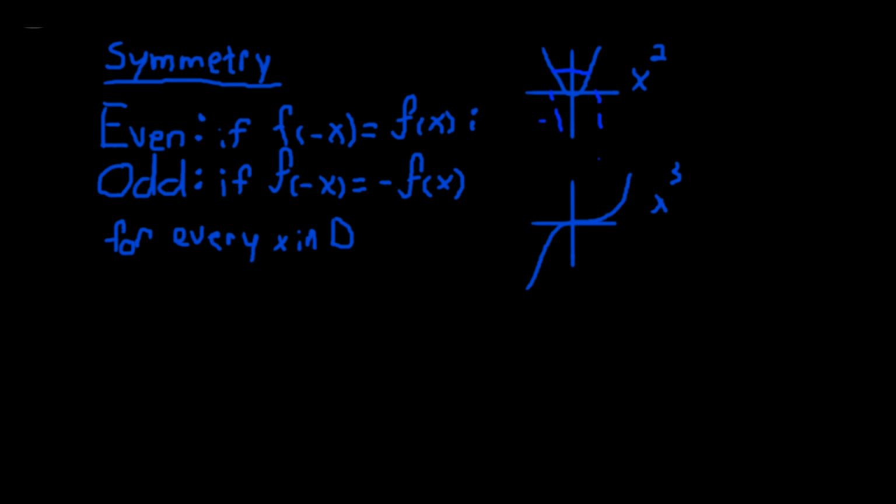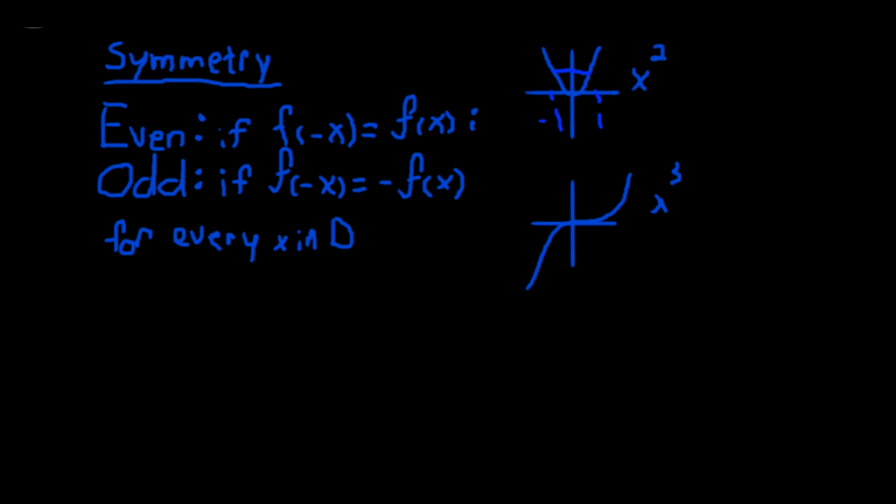So if we were to input a negative x, we would get the same output as if we just use a regular x. And then if we're going to take a look at an odd function, like x cubed over here, then f of negative x is equal to negative f of x. So here f of 1 equals 1, if you're just doing quick mental math, but if you were to put in negative 1, f of negative 1 would be negative 1.